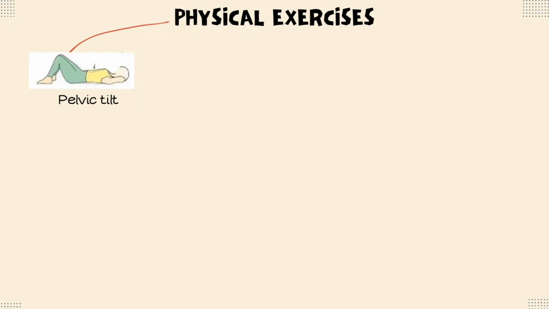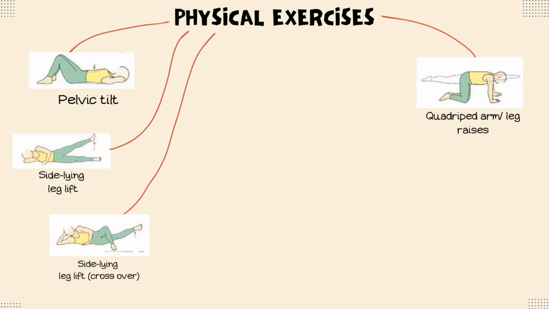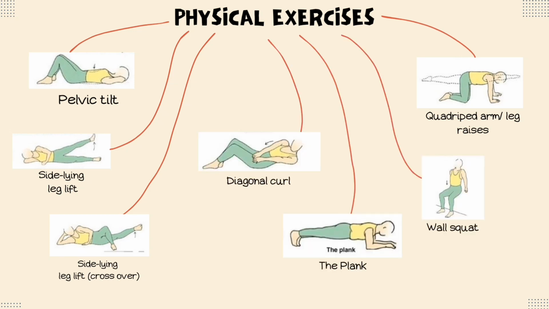Physical exercises are also recommended in treating rheumatoid arthritis, including pelvic tilt, side-lying leg lift in crossover, quadruped arm with leg raises, wall squat, the plank and diagonal curl. The exercises can be done 5 to 10 times in 2 to 3 sets per day.